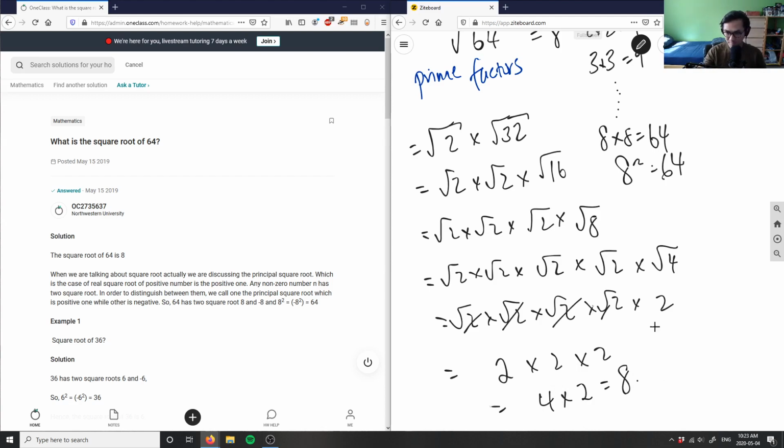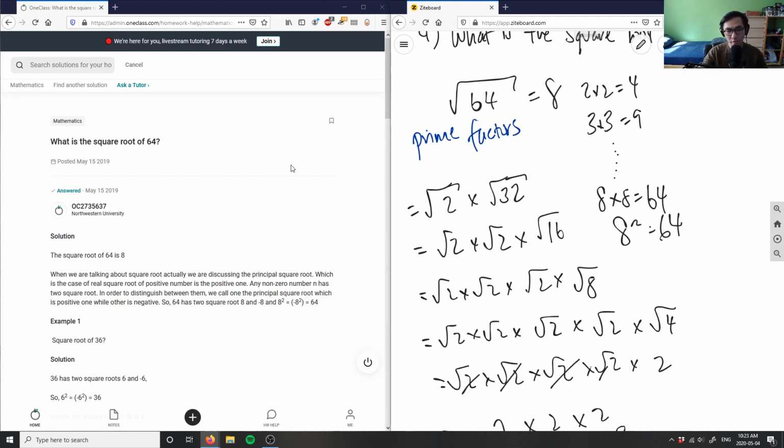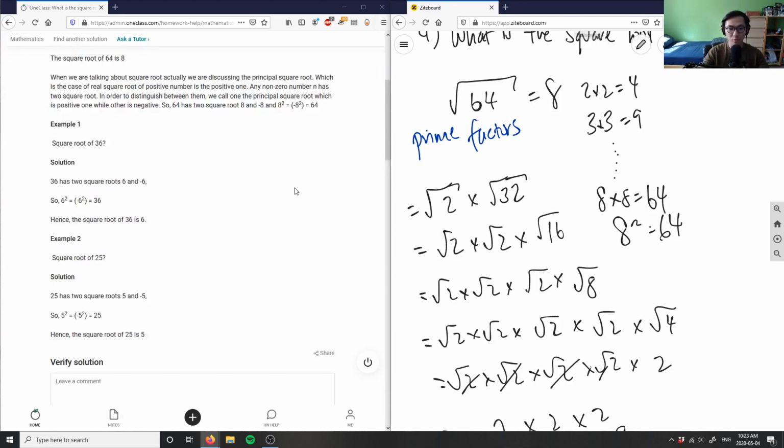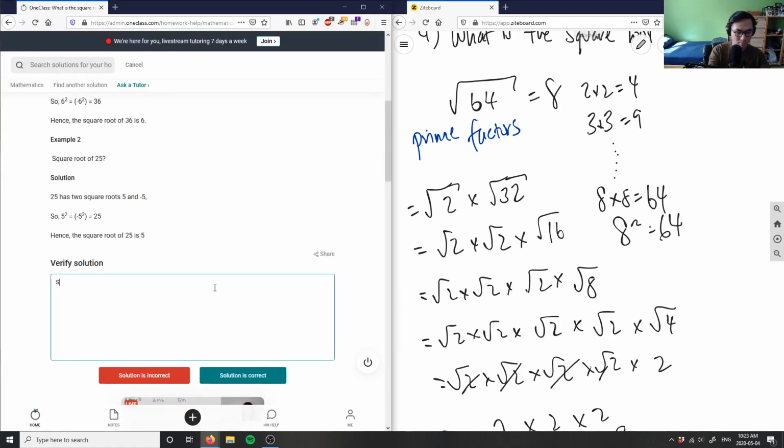So this is my solution if you didn't know what the square root is, but I'm pretty sure you know that the square root of 64 equals 8. So this is a perfect square question. So the solution is correct. Good analysis here.